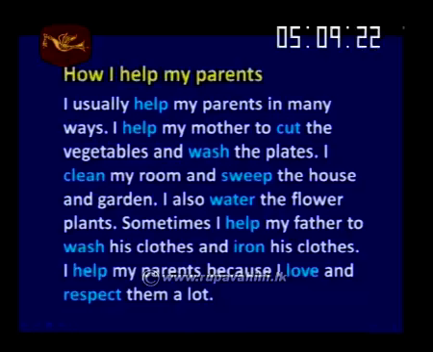Sometimes I help my father to wash his clothes. Again, help is in the simple present form. Wash again in simple present tense.